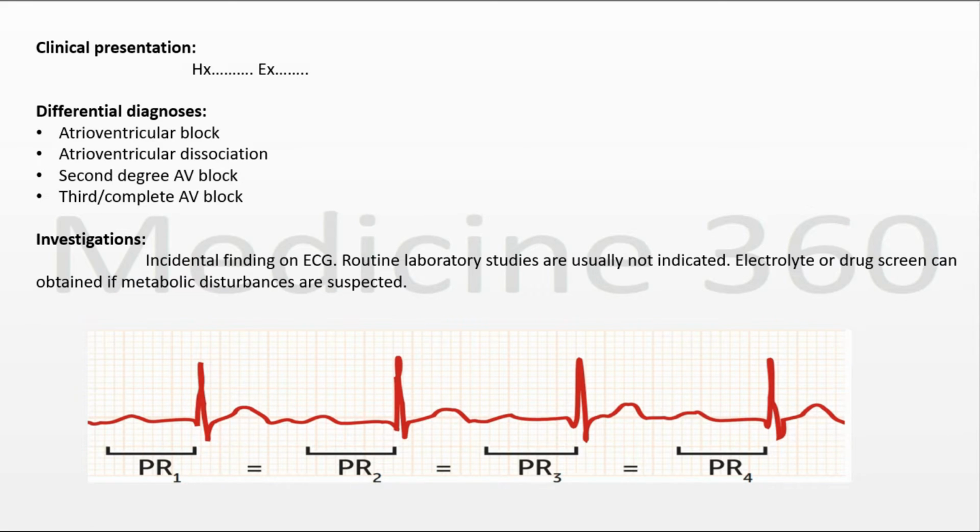Now in clinical presentation, we will ask about the history, including all the risk factors and etiologies we already discussed, and we rule out the different conditions as we discussed in the etiology. There will be no findings on physical examination if there is an isolated first degree AV block, because it is generally an incidental finding noted on ECG. In some patients, the intensity of the first heart sound is decreased. Then there is the differential diagnosis of first degree AV block: atrioventricular dissociation, second degree AV block, and third or complete AV block are included in the differential diagnosis.